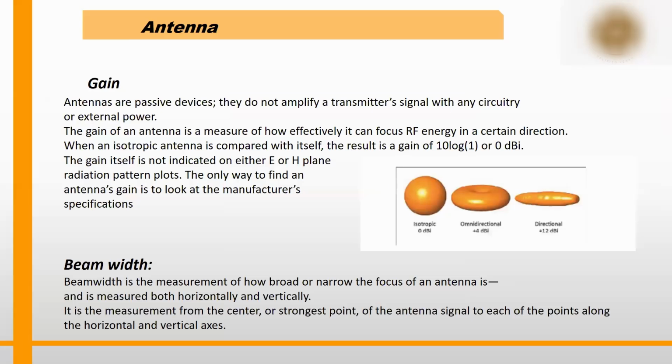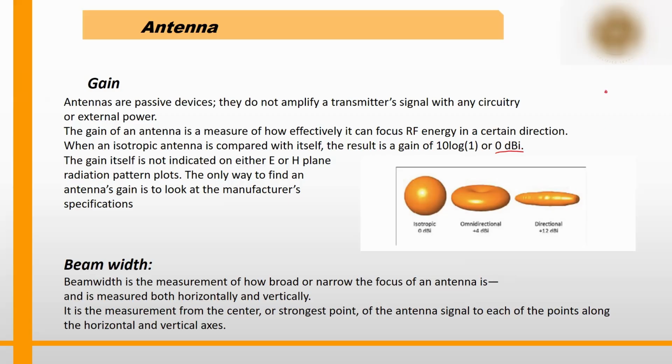So gain, antenna gain. I have already told you it's a passive gain. Antennas are passive devices. They do not amplify a transmitter signal with any circuitry or external power. The gain of an antenna is a measure of how effectively it can focus RF energy in a certain direction. When an isotropic antenna is compared with itself, the result is a gain of 10 log 1, which is 0 dBi. The perfect isotropic antenna is 0 dBi.